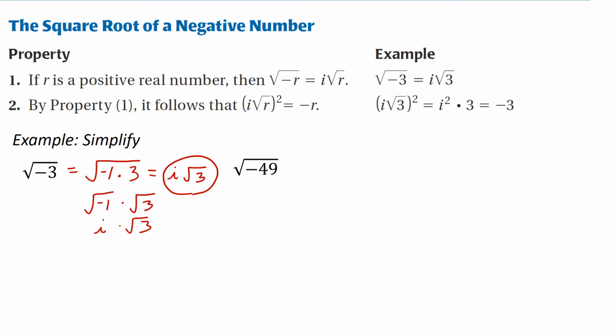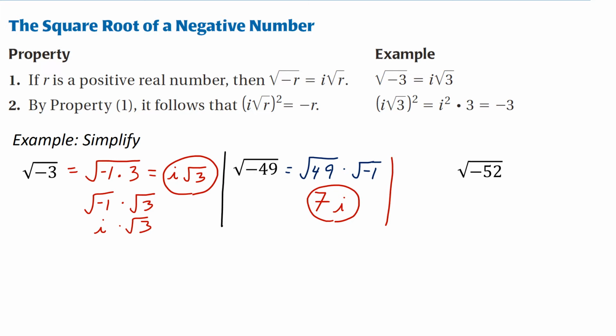What about the next one here? Square root of negative 49. This one, the breakdown is the square root of 49 times the square root of negative 1. I usually put the perfect squares first, and you'll see why in a second. Square root of 49 is 7, and square root of negative 1 is i. So this is 7i.